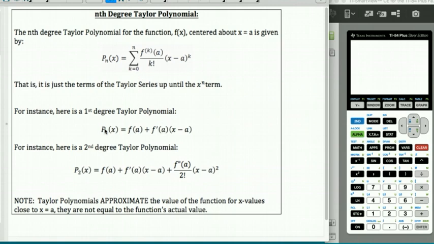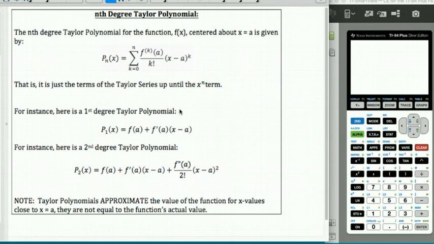So the first degree Taylor polynomial, p sub 1 of x for f of x, would be f of a plus f prime of a times the quantity x minus a. The second degree Taylor polynomial, p sub 2 of x, would be f of a plus the next term, f prime of a times x minus a, and the next term is f double prime of a over 2 factorial times x minus a squared.